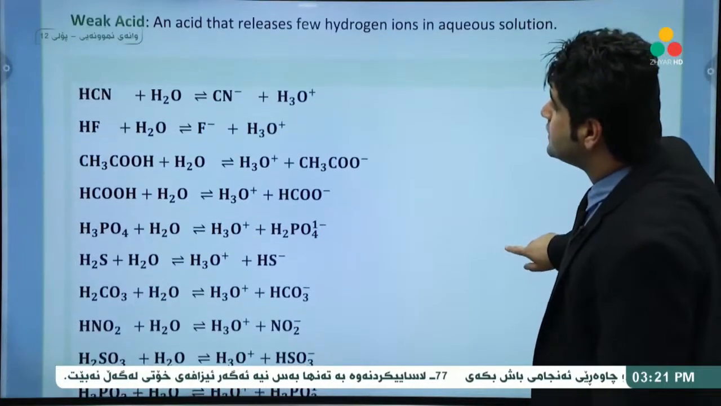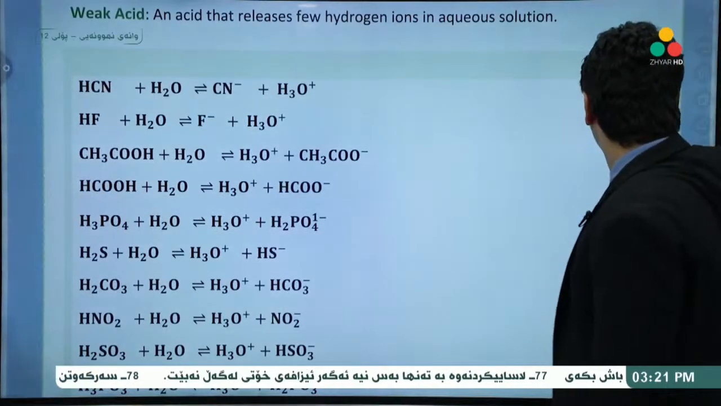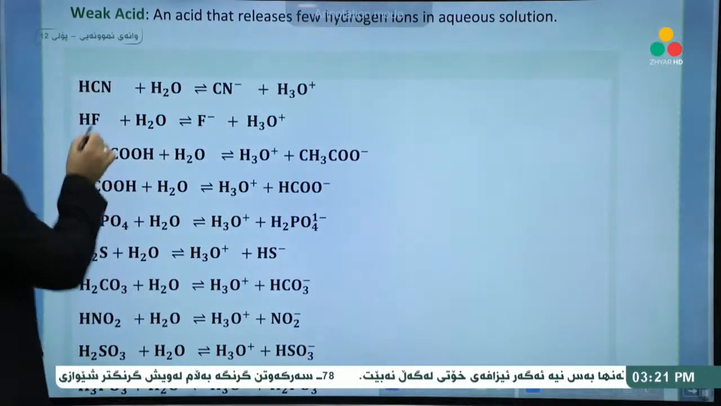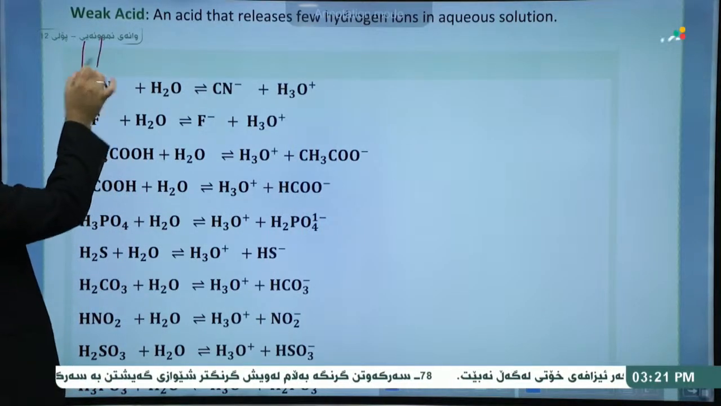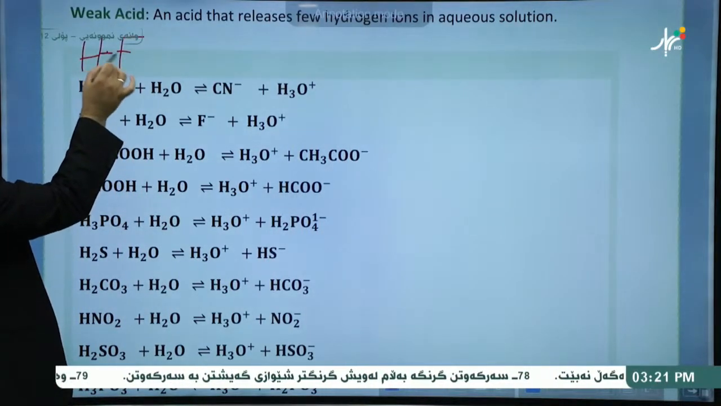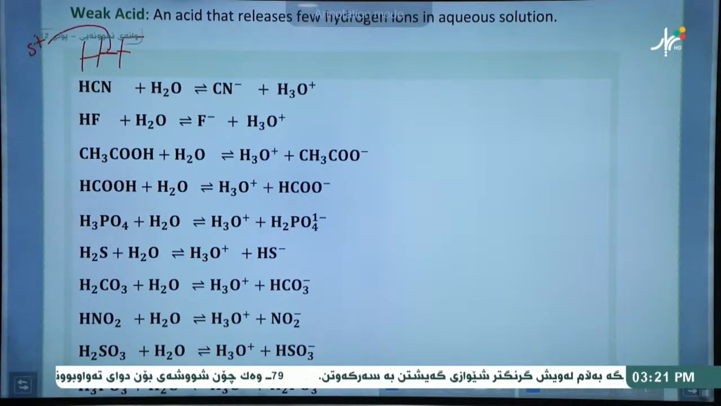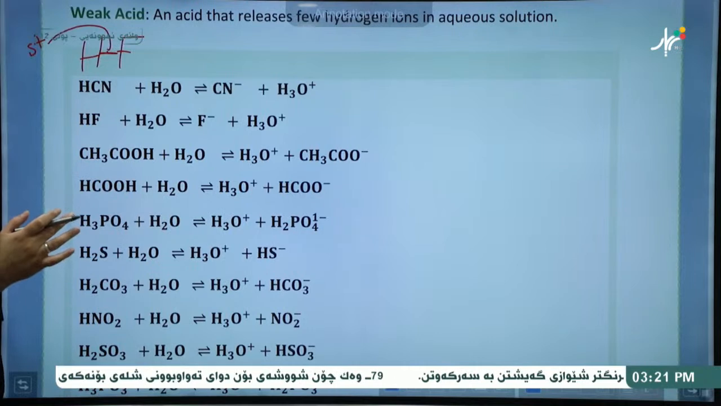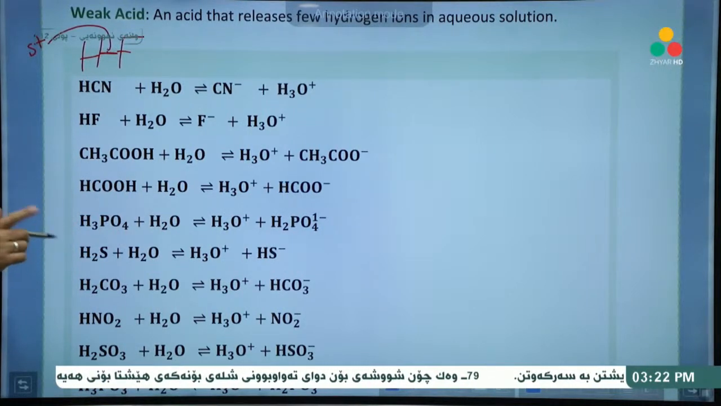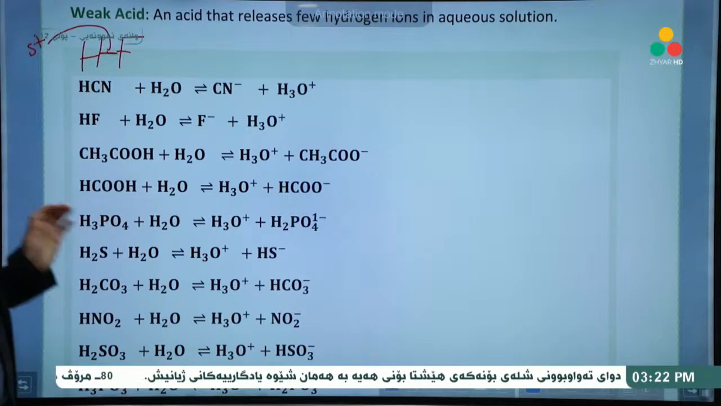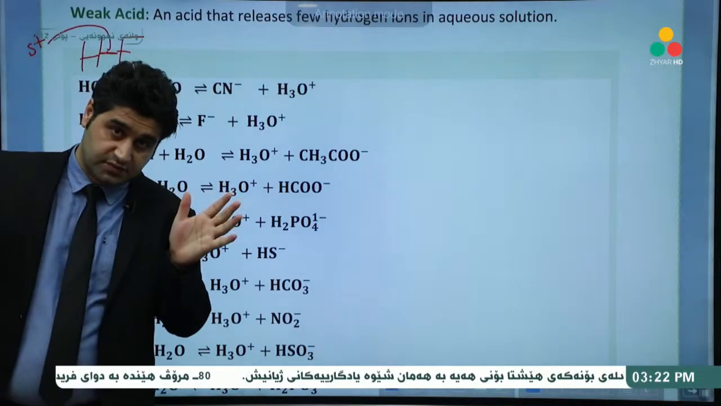But in contrast, for weak acids, for example HF, we have a strong interaction. So a weak electrolyte has strong interaction between its molecules, but a strong electrolyte has weak interaction between its molecules. That's why it ionizes completely.